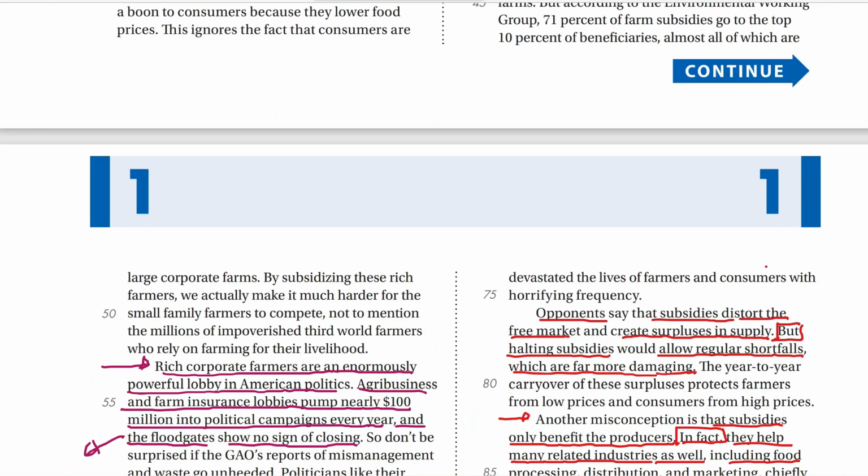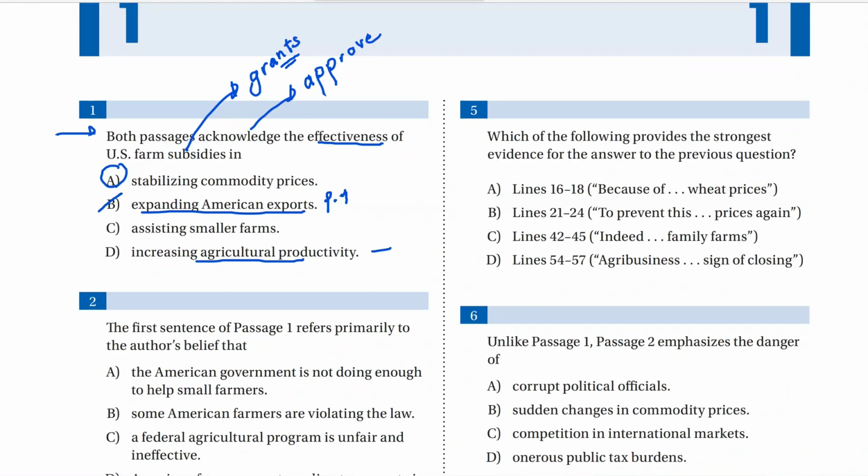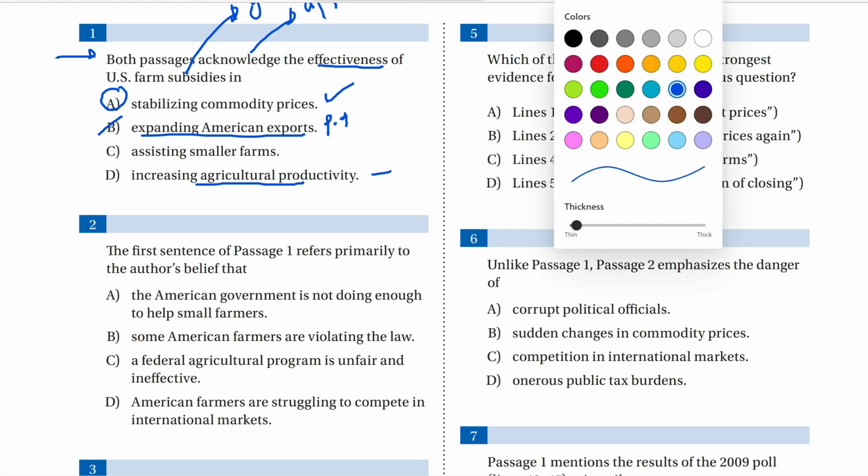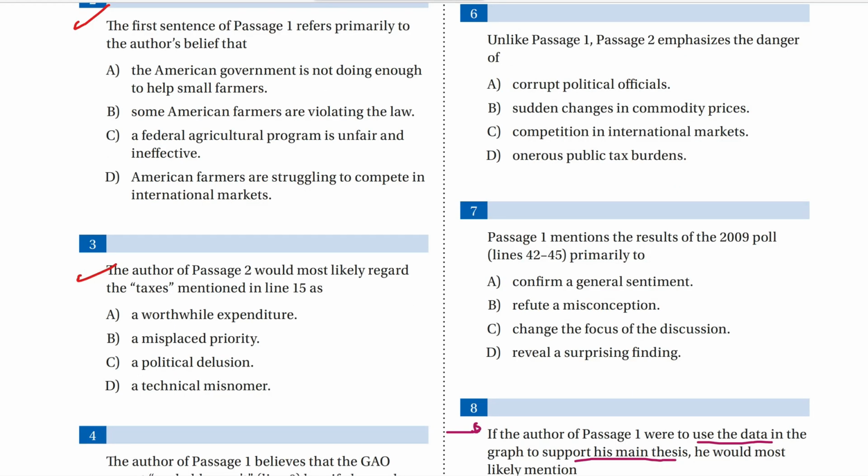خلاص كده. hopefully الناس فهمتها كده. اللي ما فهمش احنا we understand now why stabilizing commodity prices in both passages. Sorry ما عملناش ده number 3. احنا we didn't do number 3. The author of passage number 2 would most likely regard means what? Consider the taxes mentioned in line 15 as what?